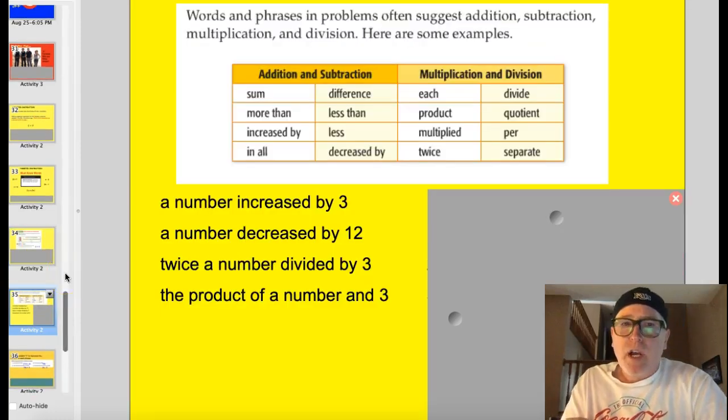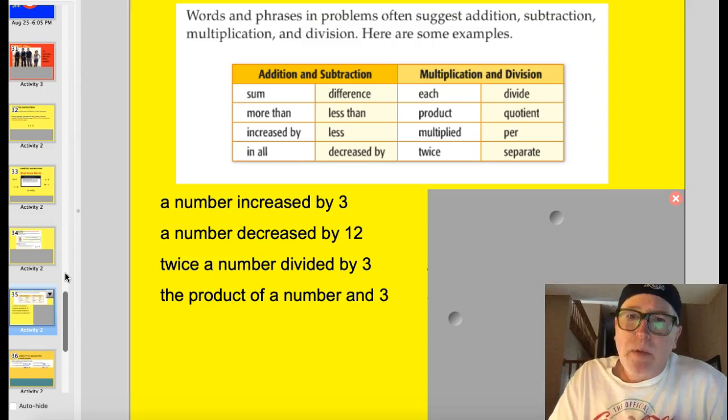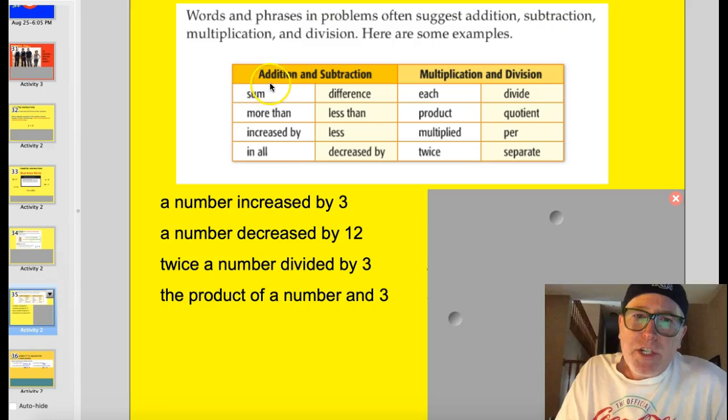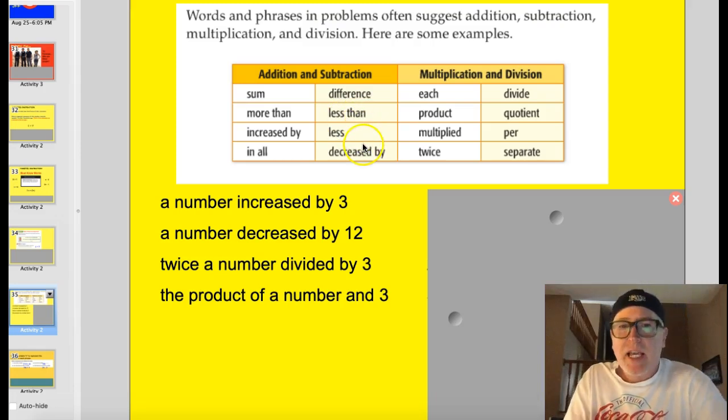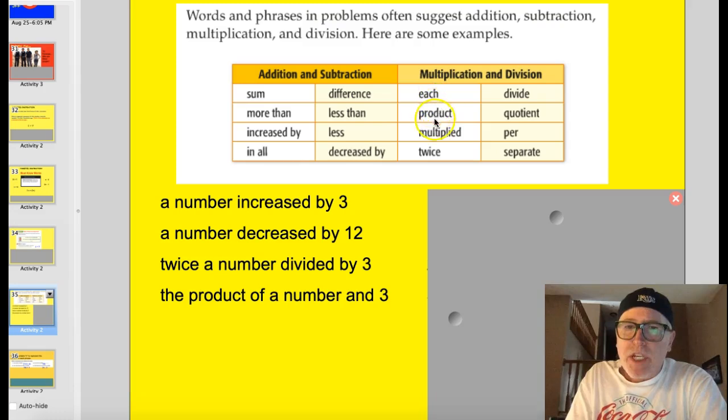Words or phrases are often used in these problems, and here's just a couple of those key words. For addition, we got sum, more than, increased by, in all. Here's your subtraction words: difference, less than, less, decreased by. Multiplication words: each, product, multiplied, and twice. And division words: divide, quotient, per, and separate. Quotient is a really important one.